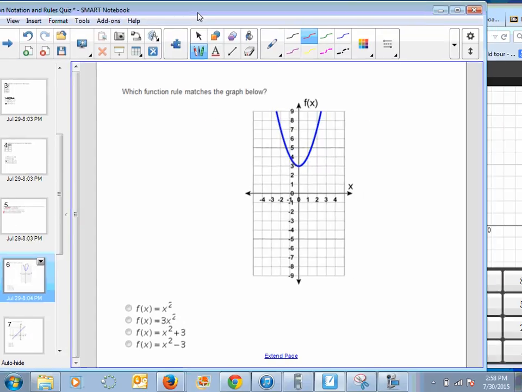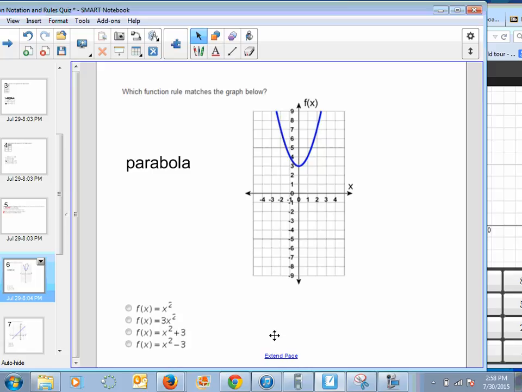Which function rule matches the graph below? All right, so we've got this thing right here. That's a parabola, but you probably knew that. Parabolas come from anything with an x squared, so all of these are x squareds. The other thing to notice is this point right here, which is called your vertex. It's all the way up at 3. The reason for that is this plus 3 right here.